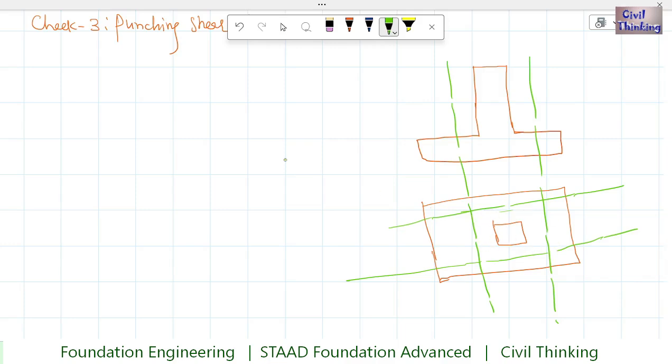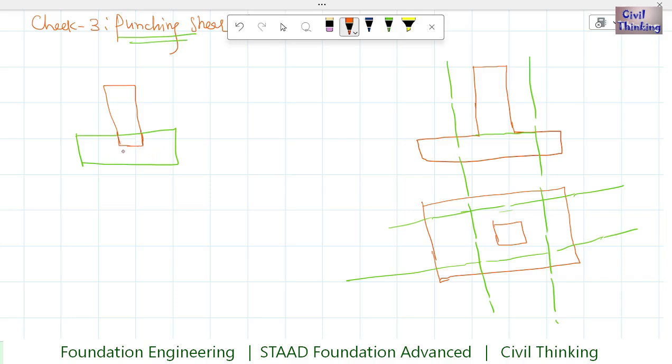Now this is called punching shear stress, because if the shear capacity of this footing is not enough, let me show it here. So this is the column. If the shear capacity is not enough, the column will punch inside. As I have told you in the previous class, it will tear down the foundation, and it will get inside it.